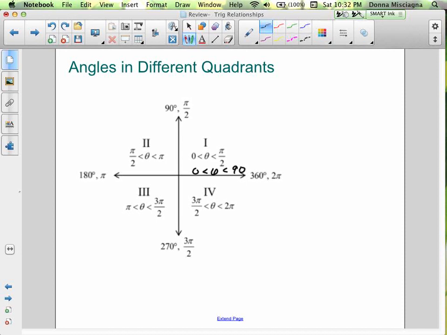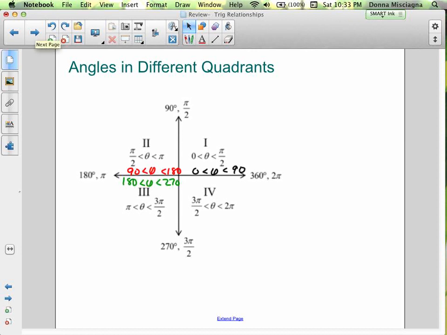If we have an angle that measures between 90 and 180 degrees, or in radians, pi halves and pi, the terminal side of that angle lies in the second quadrant. If we have an angle that measures between 180 degrees and 270 degrees, or in radians, pi and 3 pi halves, that angle lies in the third quadrant.